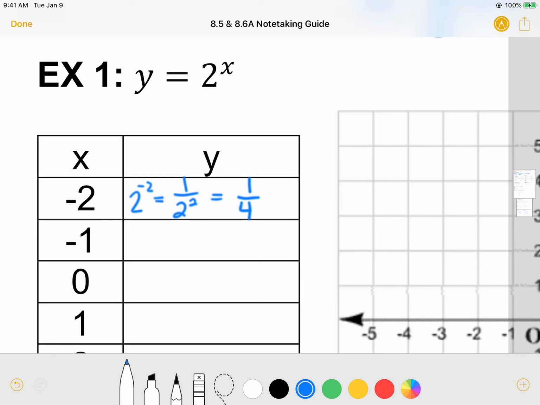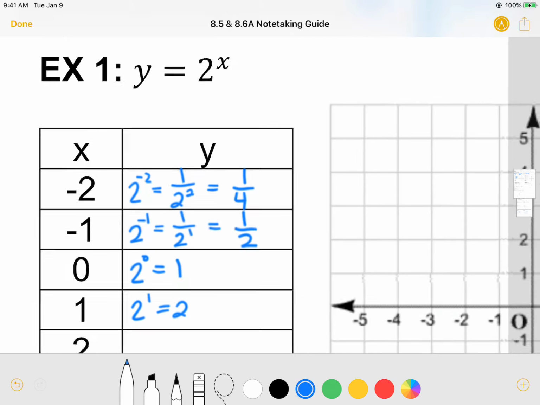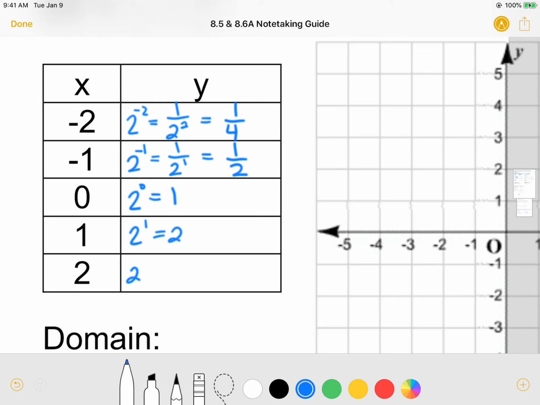Okay? Now let's plug in -1. So when we plug that in, we get 2 to the -1. Okay? Write it with positive exponents, so 1 over 2 to the first, which is 1/2. Okay? Plugging in 0, we all should know 2 to the 0 power, that's 1. 2 to the first is going to be 2, and then 2 squared is going to be 4.